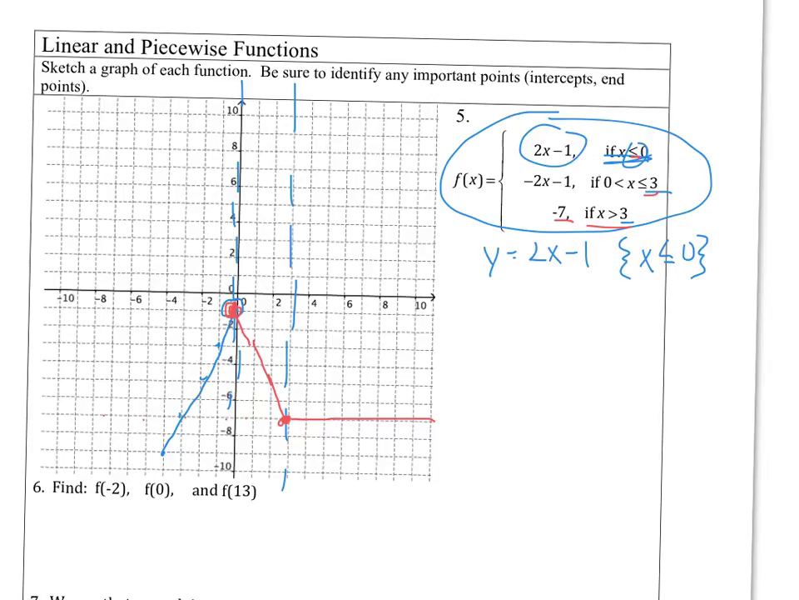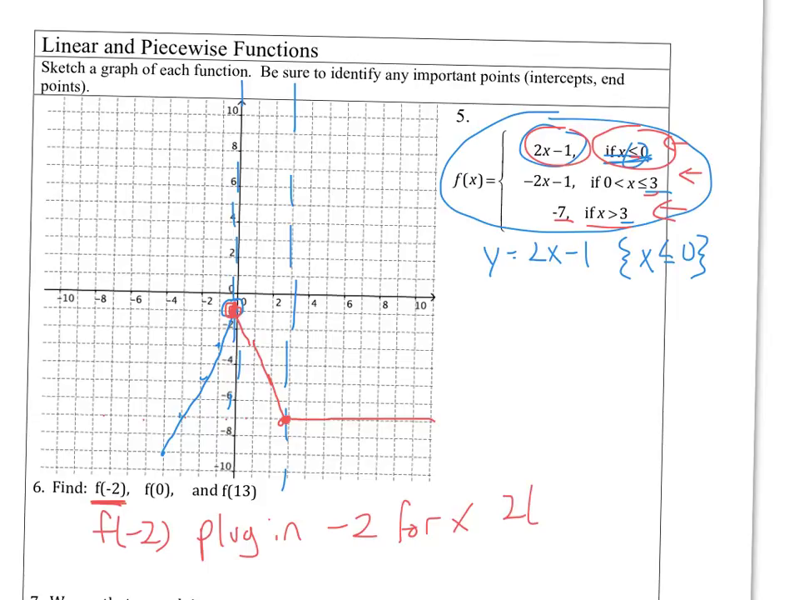For the next part, we're going to look at what this new notation means. This we're going to read as f of negative 2. And what f of negative 2 means is plug in negative 2 for x. Which x, you say? Well, we're going to look up here and decide which of these three domains negative 2 fits in. Since it only fits in the first one, we're going to plug it in to the first equation. So I'm going to plug it in here. So we got 2 times negative 2 minus 1 is negative 4 minus 1 is negative 5. And we're done.